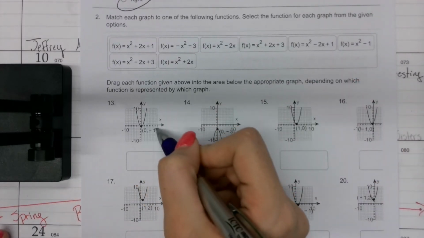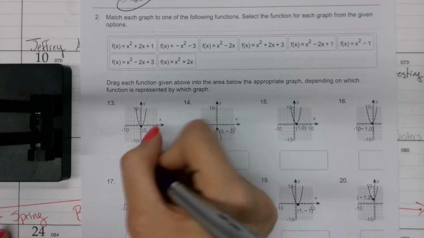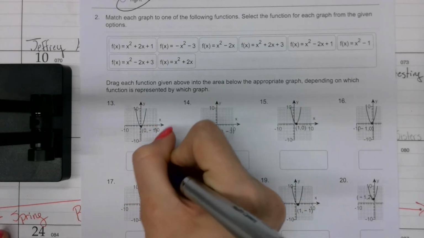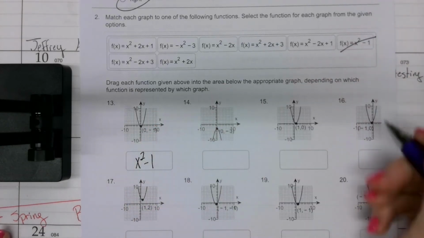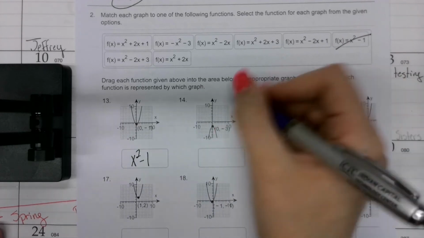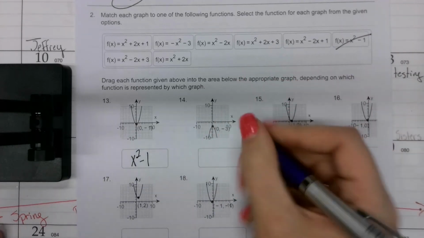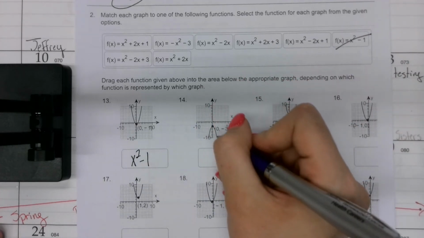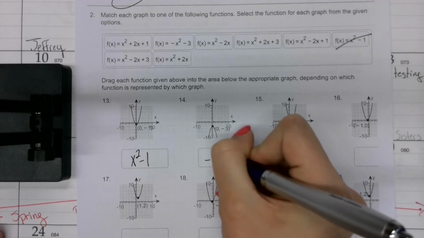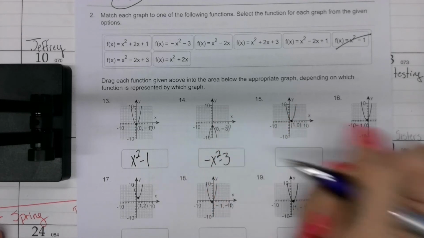So right here we have the graph of x squared minus 1 because it's just a vertical shift. Let's go ahead and do all of our vertical shifts. So this one just went down 3, but the graph also flipped. So we'd have negative x squared subtract 3.